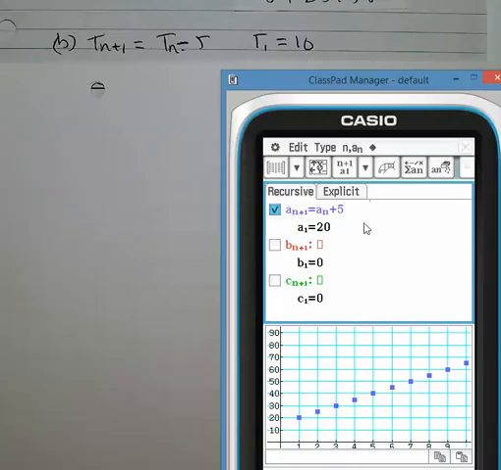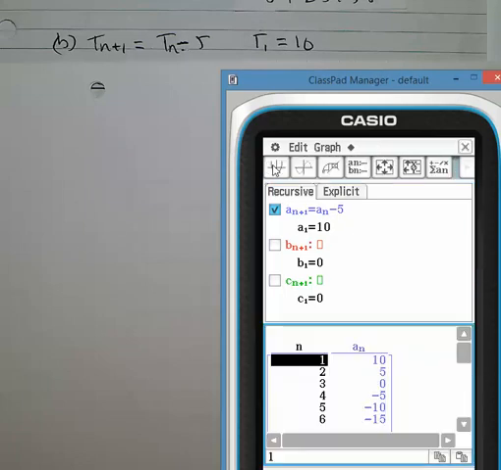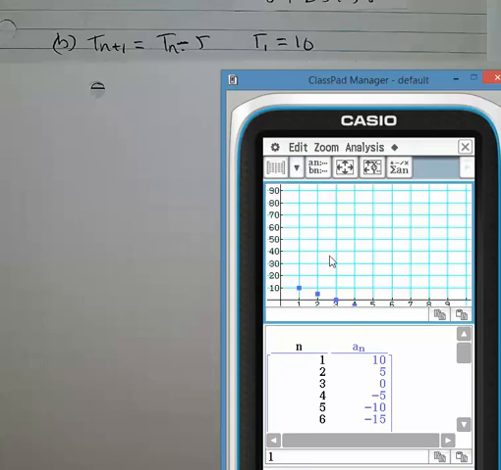Now in part B, you're asked to produce the graph of Tn minus 5. So I can simply overtype here, and the first term is 10. Generate the table. The table must be generated. Now, a few of my students in the past have found it just as easy to generate the graph straight off the table, but the graphics calculator is pretty neat for these things.